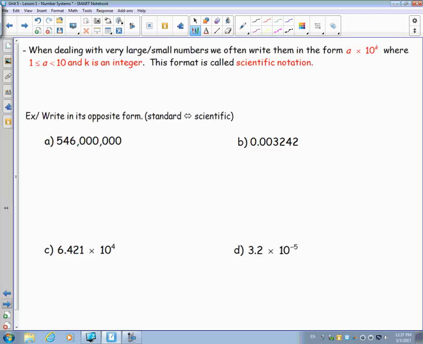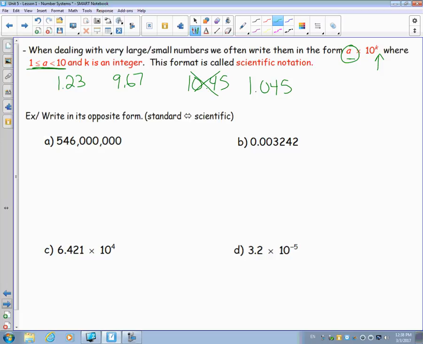Okay, when you have small numbers or very large numbers, we often use scientific notation to deal with those. Scientific notation is in the form some sort of base times 10 to the power of k. There are only 2 rules you have to worry about here. A, your base number is always between 1 and 10, not including 10. So for instance, 1.23 would be okay, 9.67 would be okay, but you would never see 10.45. That would be wrong. I'd have to write that as 1.045.